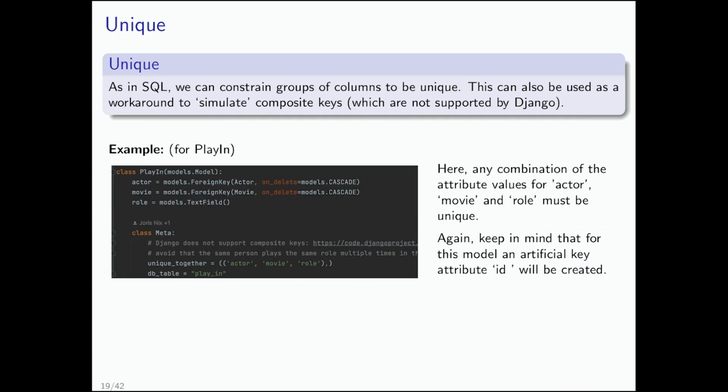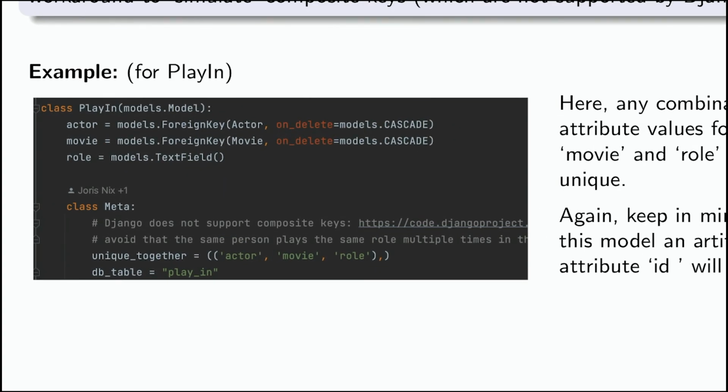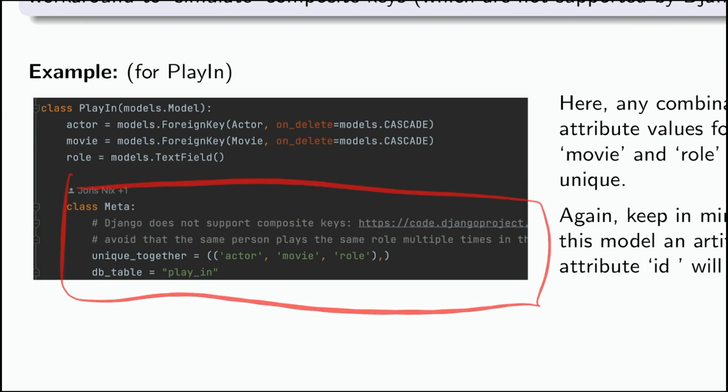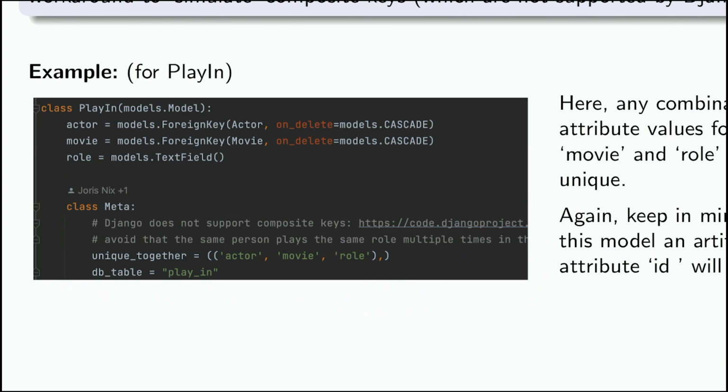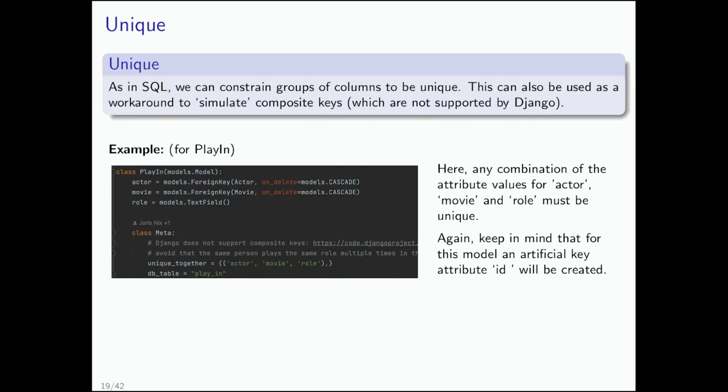That might be handy sometimes. You also have unique constraints, so you can constrain groups of columns to be unique. This can also be used as a workaround to simulate composite keys, which are not supported. And this is done through the nested subclass Meta. So when defining these models, you can write class Meta colon, and then you can add a couple of constraints here. There's a long list in the Django documentation of what you can do there, and many tricks you can play. But in terms of modeling, what I'm doing here is saying, okay, whatever actor, movie, and role should be unique. When you write it like that, the Django ORM will make sure that this unique constraint is reflected in the underlying database. So it will be implemented by the ORM automatically. You can also say, no, my database table should be named like that, and many other things you can do there.